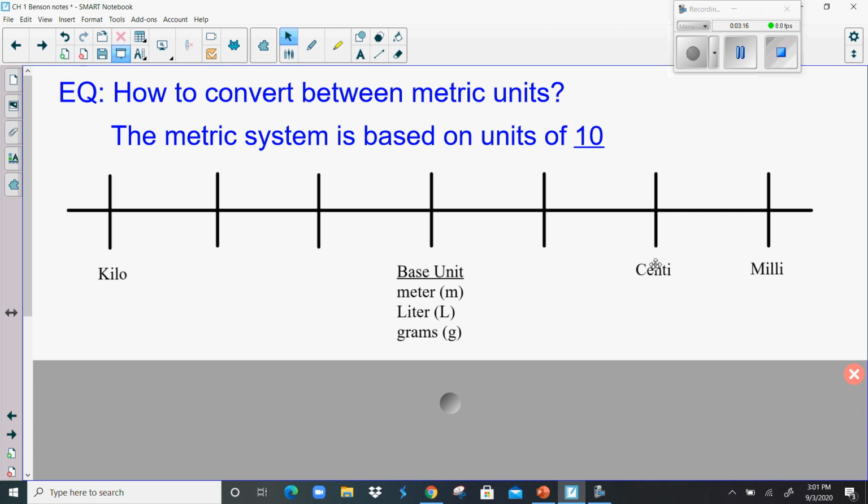When I go to the right, a centimeter, a centiliter, a centigram are smaller, and you guessed it, do the same thing with milli. A millimeter is a very, very thin, small measurement. Milliliter and milligram. You've probably heard of milligrams, as I mentioned, in medicine. Okay, so let's try to do some conversions.